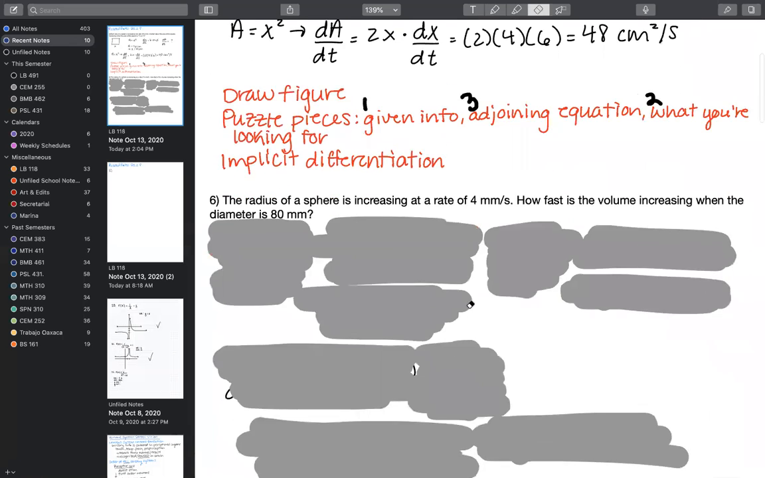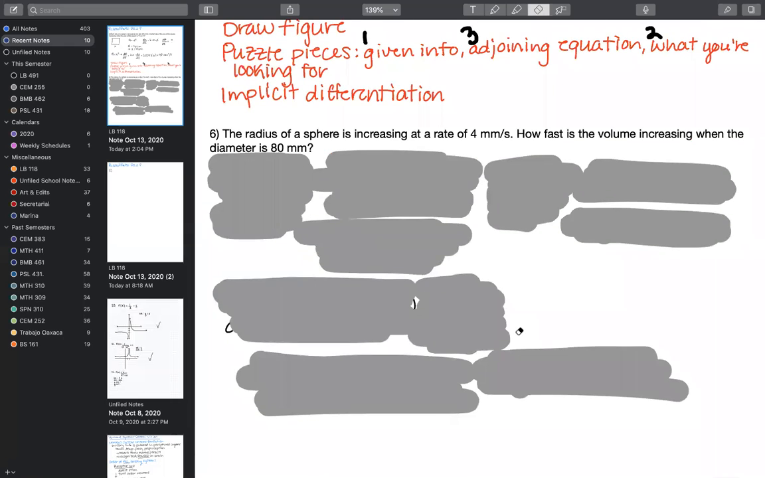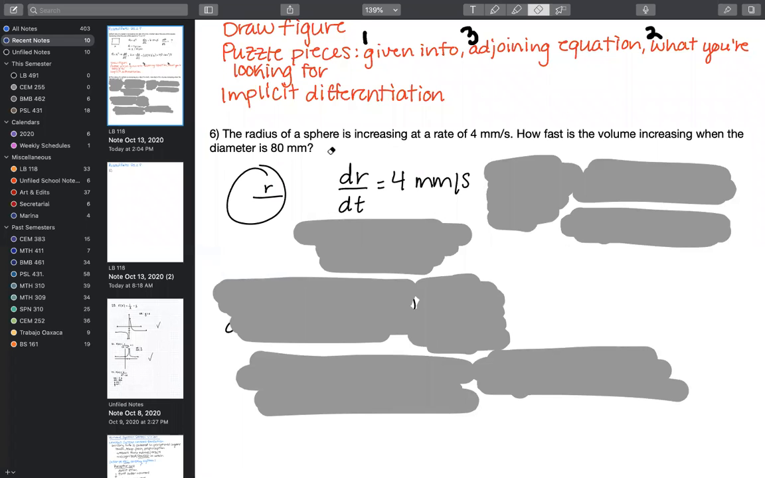Fantastic. All right. So the radius of a sphere is increasing at a rate of 4 millimeters per second. How fast is the volume increasing when the diameter is 80 millimeters? Again, I have a simple little diagram here just to visualize it for myself. First thing I write up is the increasing rate of 4 millimeters per second of the radius of the sphere. I've assigned the radius the variable r, and I'm told that it's changing with respect to seconds, so we call it dr/dt, and that is equal to 4 millimeters per second.